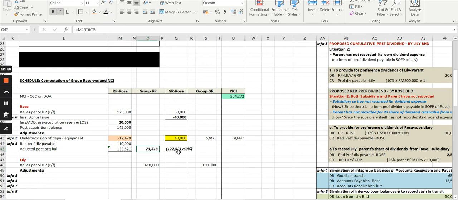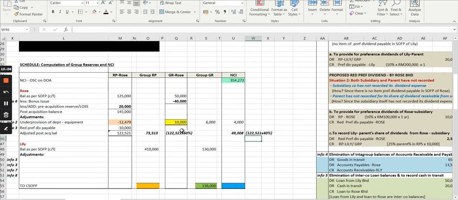73,513, where you take 122,521 times 60%, and the share of the non-controlling interest would be 49,098, where this is actually taking 122,521 minus 73,513, or this could also be the case of 122,521 times 40% NCI. You get 49,008. Done for the non-controlling interest share of the retained profit.